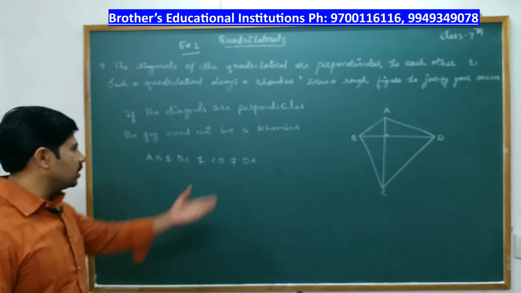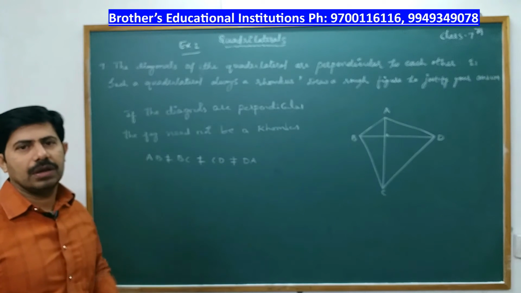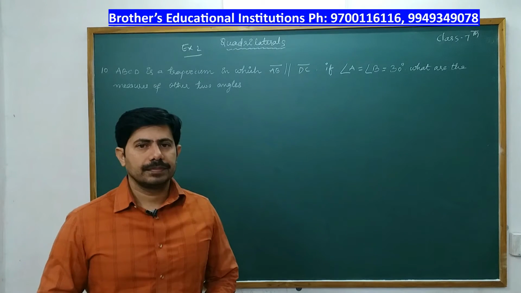What is the reason? The reason is very clear. Here the diagonals are perpendicular and the sides are not equal. Okay, this is completed. Next problem.